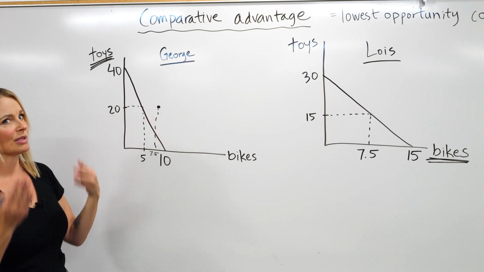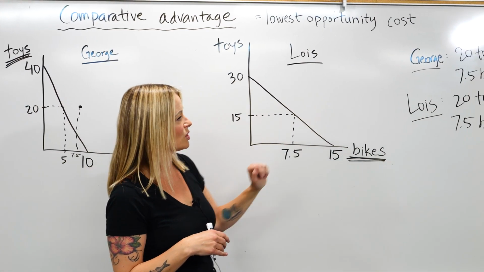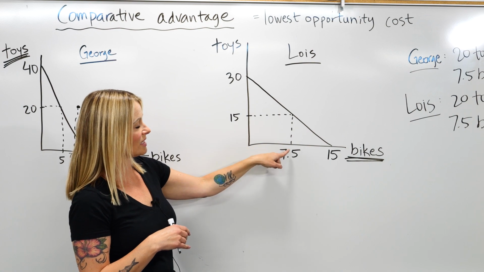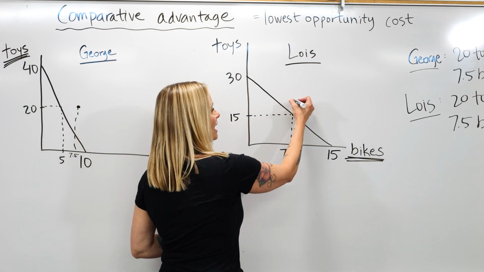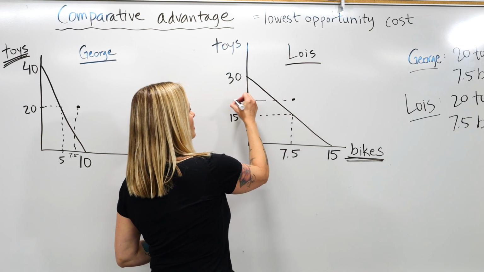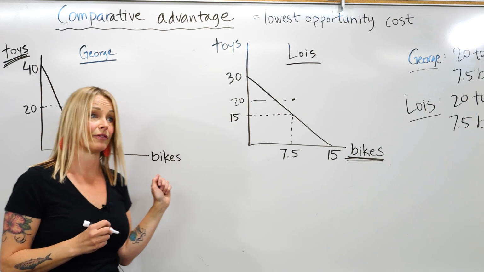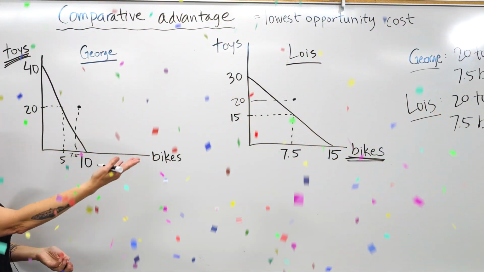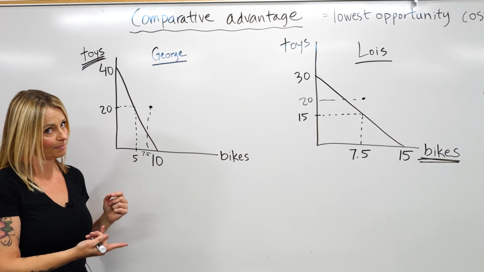So surely Lois must be worse off then, right? Let's go over here and see. She's going to be at 20 toys and 7.5 bikes. She could have on her own made 7.5 bikes and 15 toys, but now she's going to be up at 20. So she is also outside of her production possibility frontier. So as if through magic, both parties are better off after specializing and then trading.